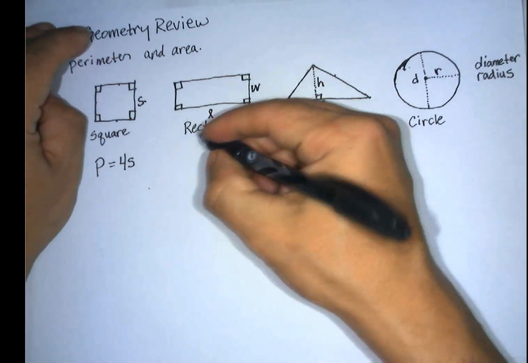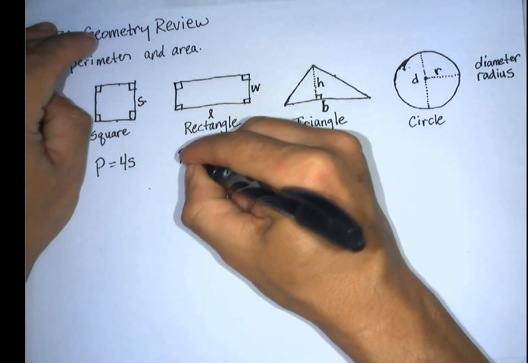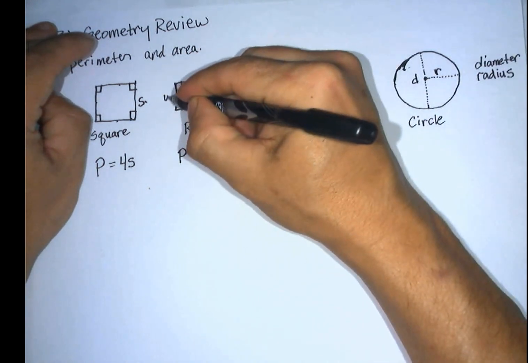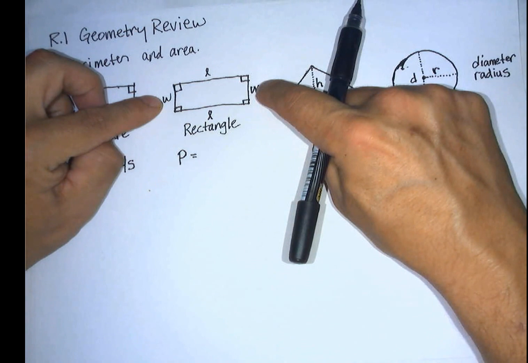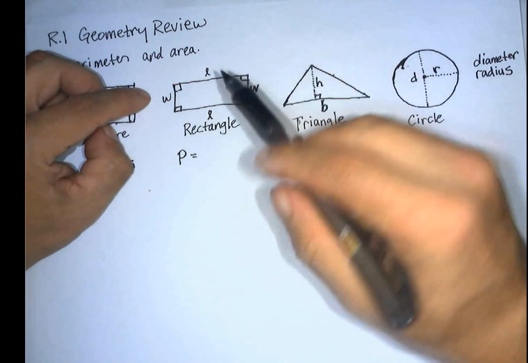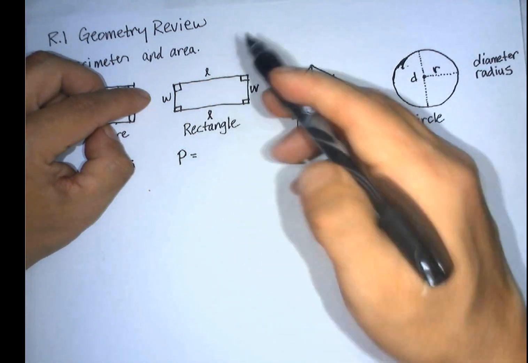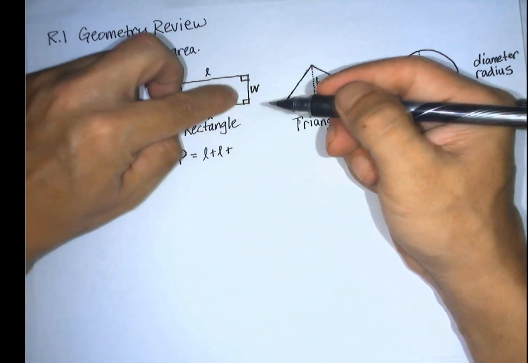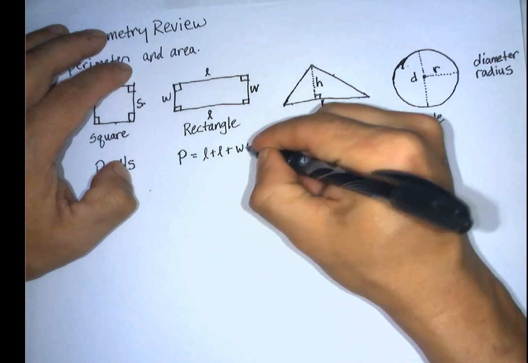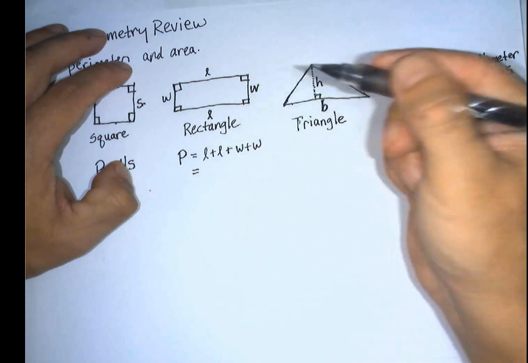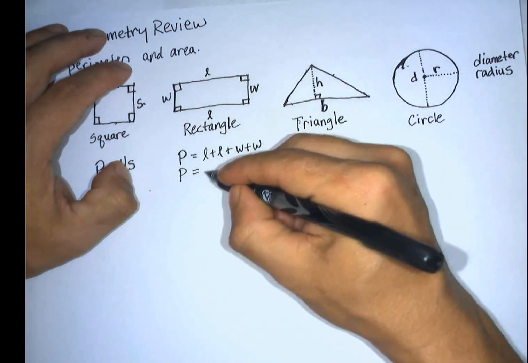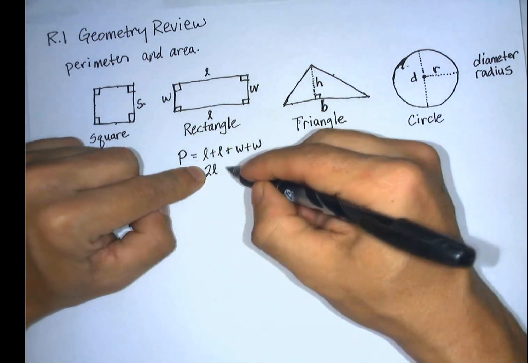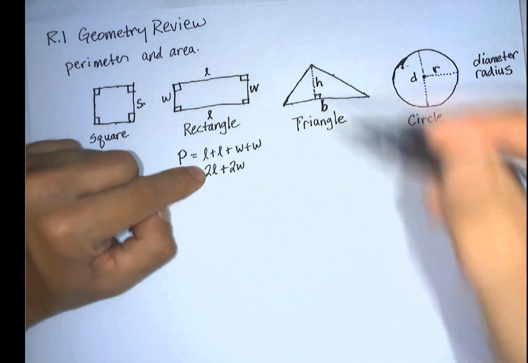If we find the perimeter of a rectangle here, this side is L as well, and this side is W, since they're parallel to each other and the same length. And we add up the outsides, we have L plus L plus W plus W. And we can simplify this a little bit so that the perimeter of the rectangle is 2L, because there's two L's added together, that's 2 times L plus 2 times W.